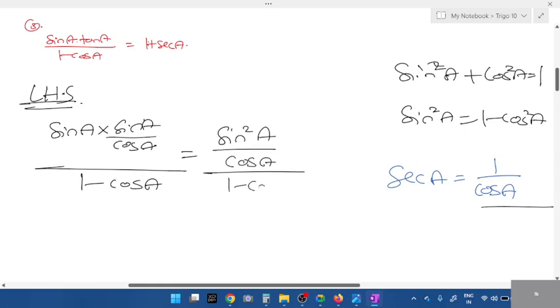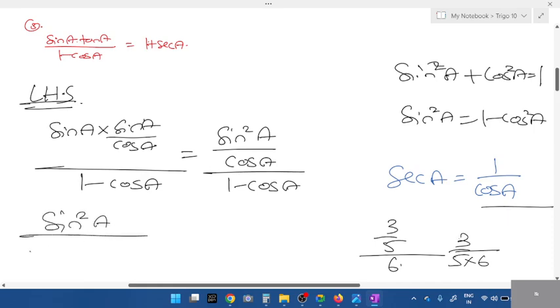And we have another denominator. Two denominators are given. If it is 3 by 5 divided by 6, this can be written like this, students. Two denominators, you can multiply 5 into 6. So that is what I'm going to do. Sine square A divided by cos A into 1 minus cos A. Next, right hand side, what is given? What's the trigonometry ratio given?